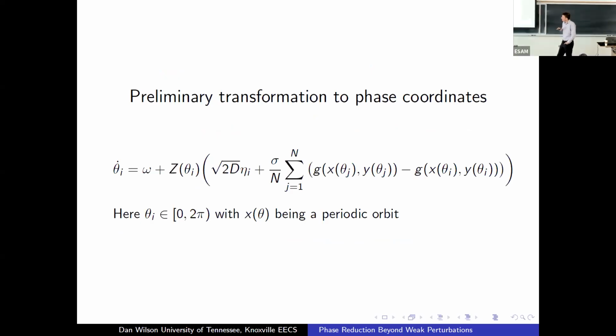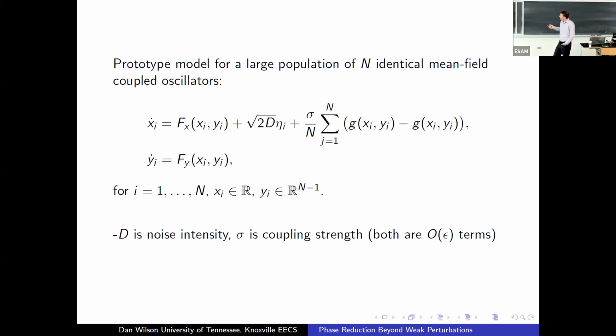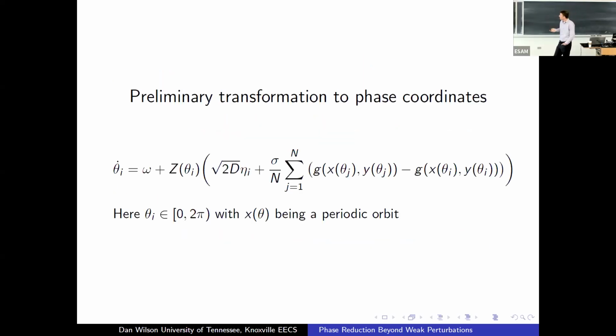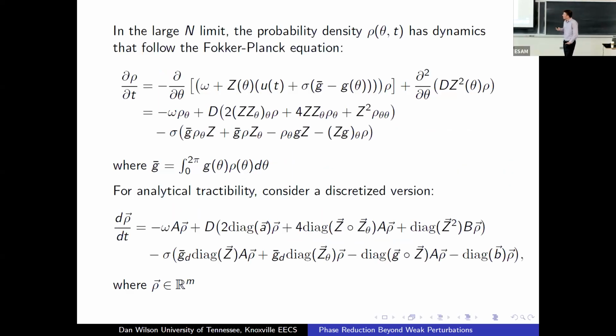So if each of these elements has an intrinsic limit cycle, I can do a preliminary phase reduction. The phase of my ith oscillator is equal to omega, the natural frequency, I have my phase response curve, and then I have all of my inputs: my noise and my mean field coupling. These are all coupled in an all-to-all fashion. If I can do an additional transformation in the large N limit, instead of worrying about all of the individual oscillators, maybe I can just worry about the probability density. I can make that transformation with the Fokker-Planck equation.